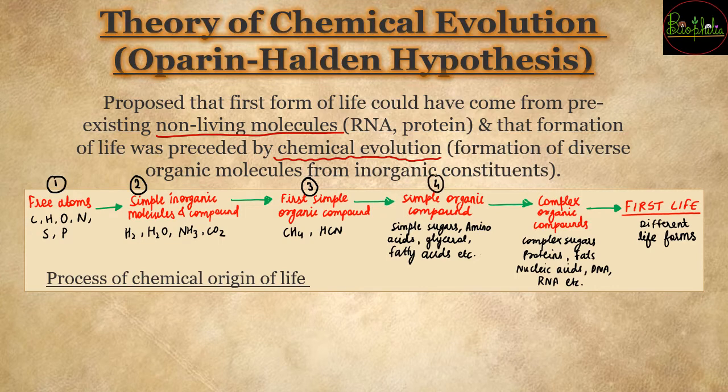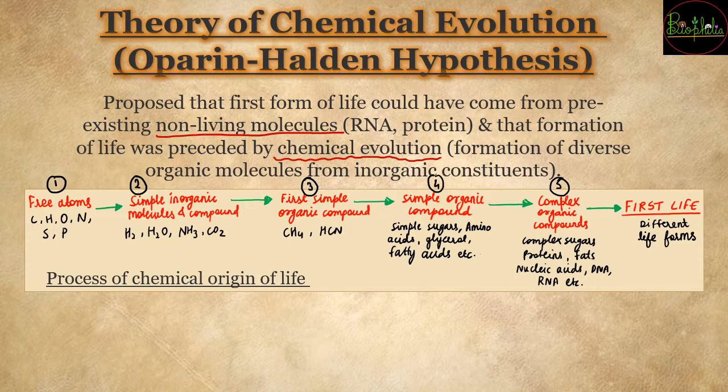That was the formation of simple sugars, amino acids, glycerol, fatty acids, all these things were formed. Now from these simple organic compounds, complex organic compounds were formed. Simple sugars formed complex sugars, amino acids formed proteins, glycerol and fatty acids formed fats. Then the nucleic acids, DNA, RNA, and all those complex things were formed.